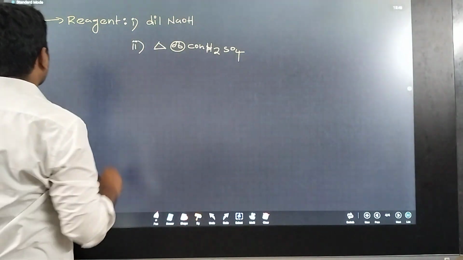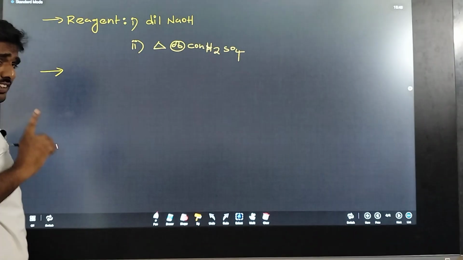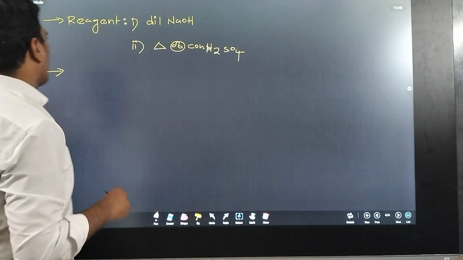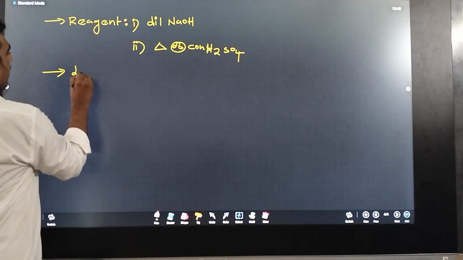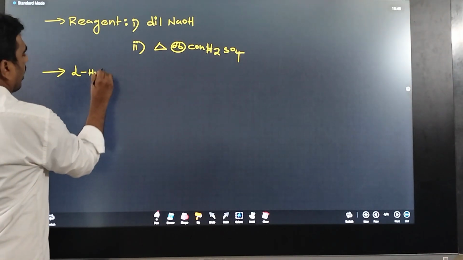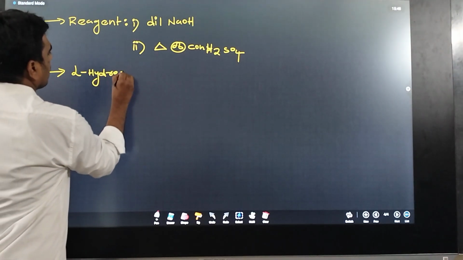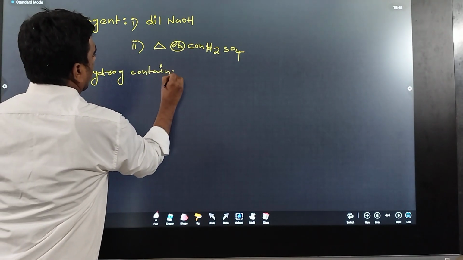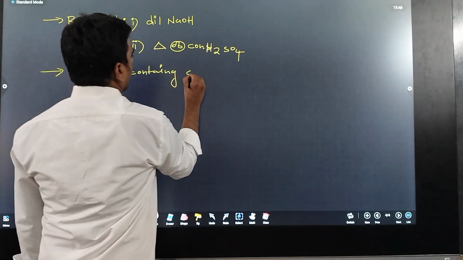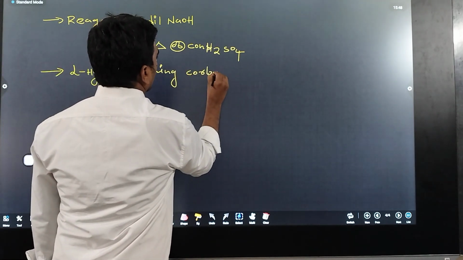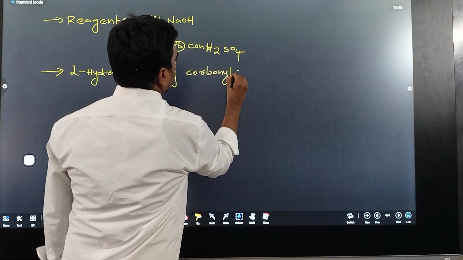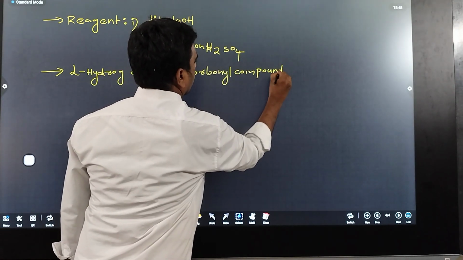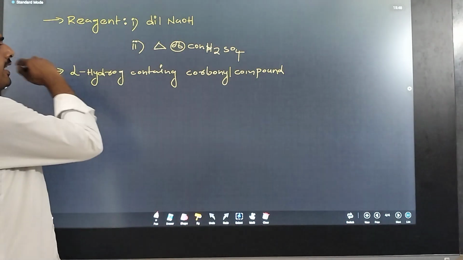These are the reagents. But what is the substrate? The substrate is alpha hydrogen containing carbonyl compounds. So these are the substrates, and this is a reagent.